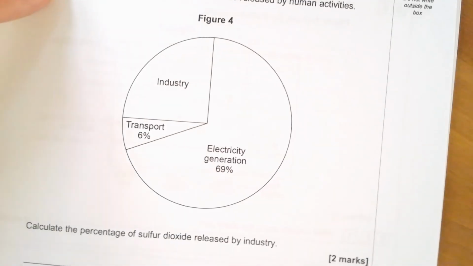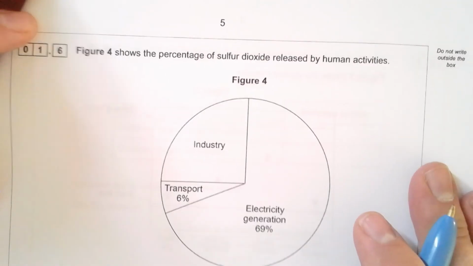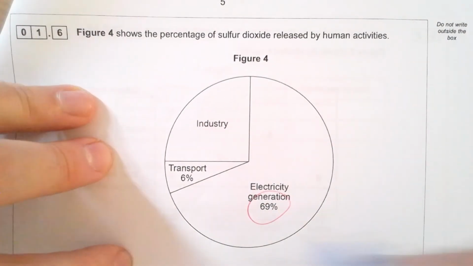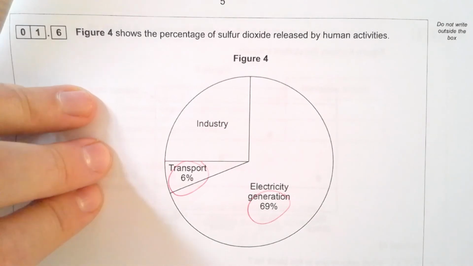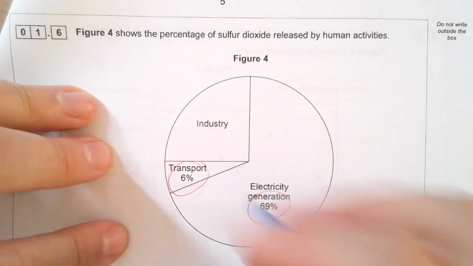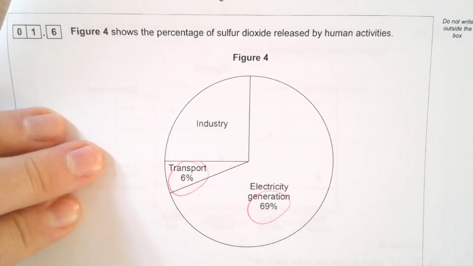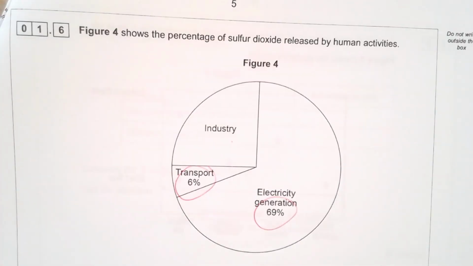And our last question should be familiar from our maths lesson. So we have 69%, we have 6%, and then we need to work out how much of the sulfur dioxide is actually released by industry. We need to be careful here. We don't want to assume that this is drawn to scale. We have to do it mathematically.